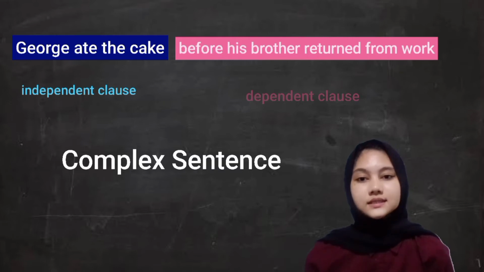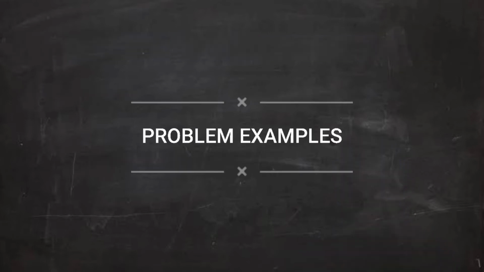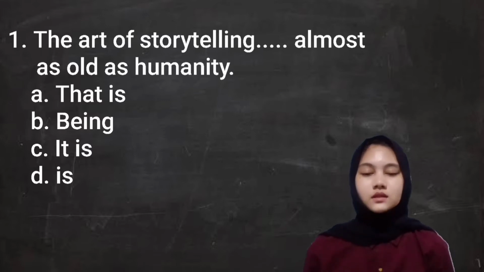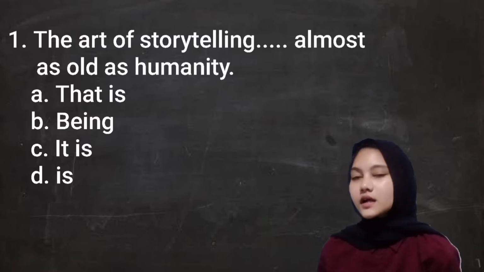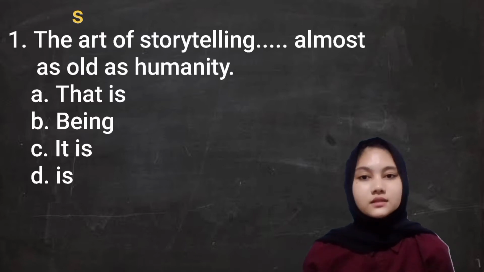Now, let's do an exercise on incomplete independent clause. The art of storytelling, blank, almost as old as humanity. A. That is. B. Being. C. It is. D. Is. The subject is art. And as you can see, there is no verb here. So we are going to find the verb.